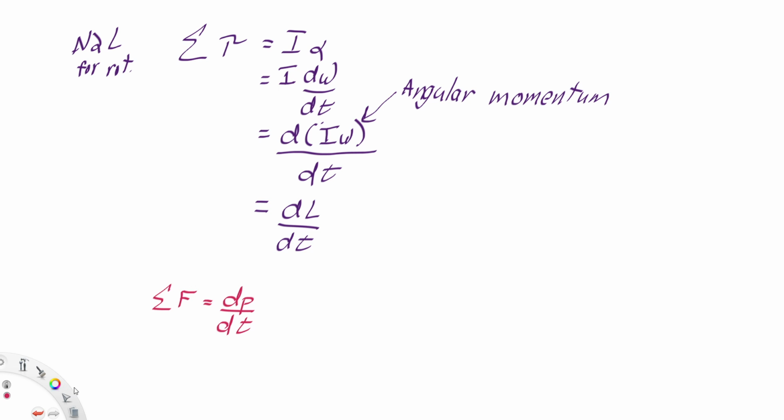And in the same way, we will frequently prefer to say sum of torques equals dL dt. If the moment of inertia is constant, then this just reduces to sum of torques equals I alpha. But if the moment of inertia is not constant, that allows us to analyze that too. All right. Do we have questions or comments?